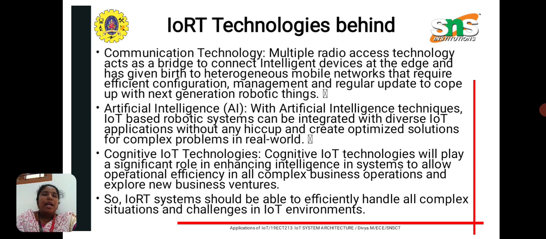IoT technologies are having an impact in communication technology, artificial intelligence, and cognitive IoT. These are the technologies that are behind IoT. In communication technology, multiple radio access technologies act as a bridge to connect intelligent devices at the edge and have given birth to heterogeneous mobile networks that require efficient configuration management and regular update to cope up with next generation robotic things. Artificial intelligence. With artificial intelligence techniques, IoT based robotic systems can be integrated with the diverse IoT applications without any hiccup and can create optimized solutions for complex problems in the real world.